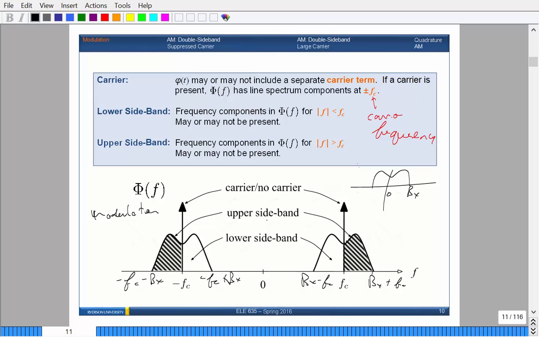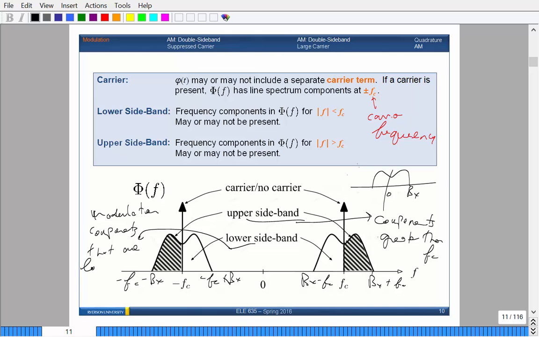So the upper sideband is components greater than fC. Okay, so this is the carrier frequency. All right, and then you can do the same thing on the negative side. That is the symmetric version. So you're taking a look at it in terms of the negative, if you wish. The lower sideband, you're looking at any values that are lower than the actual carrier frequency, okay? So these are components that are lower than the carrier frequency.